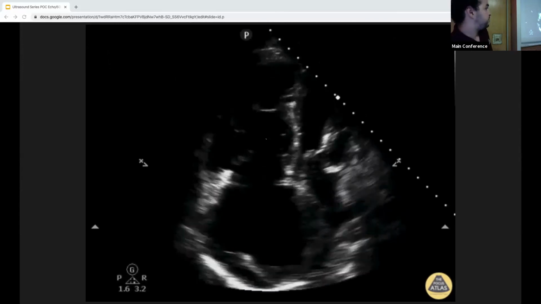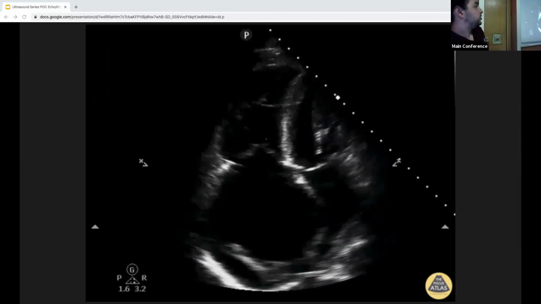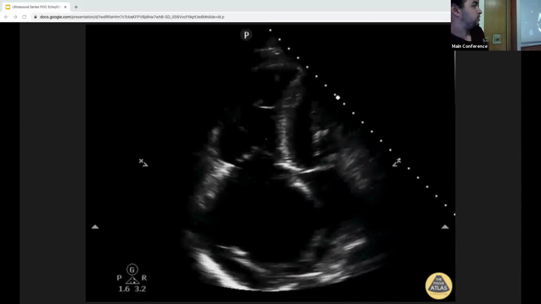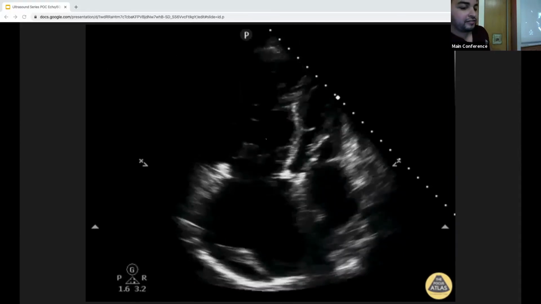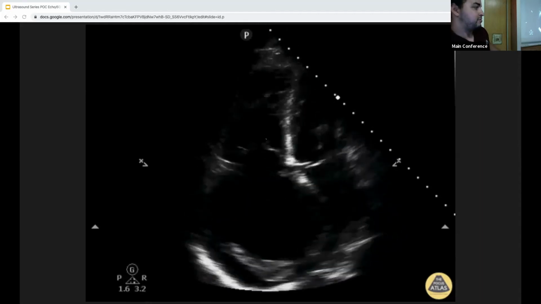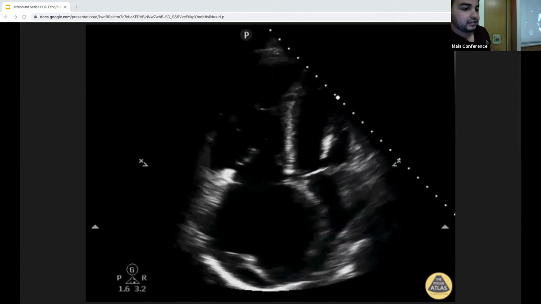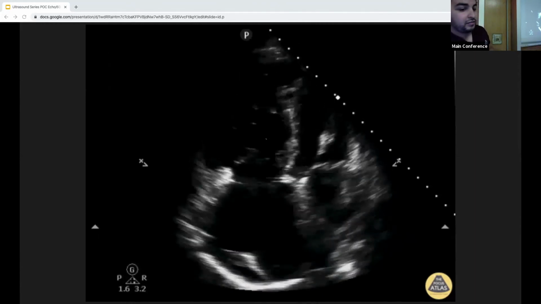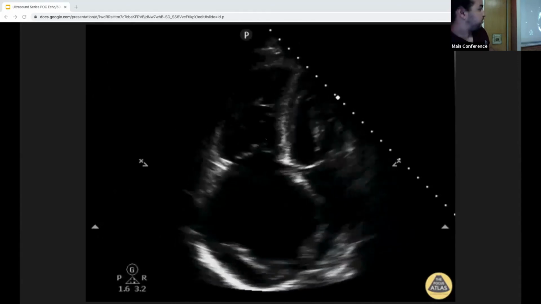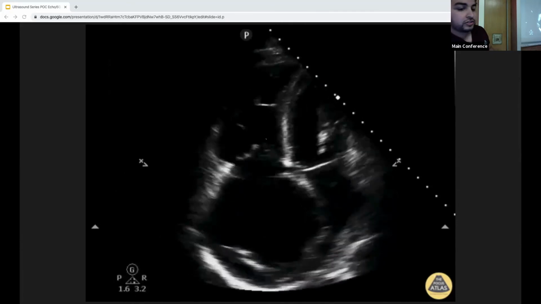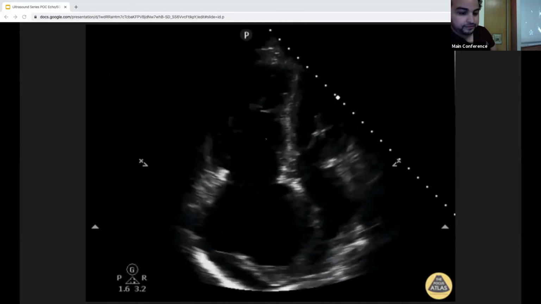This is an apical 4-chamber view. Your RV should be about 1/3 of your total image, and your LV should be the other 2/3. I remember it's similar to the time you spend in diastole and systole. As you can see here, the RV is almost 2 times the size of the LV, and the RA is probably the biggest chamber in this view. Those are all signs of right heart strain, and that's pathological.